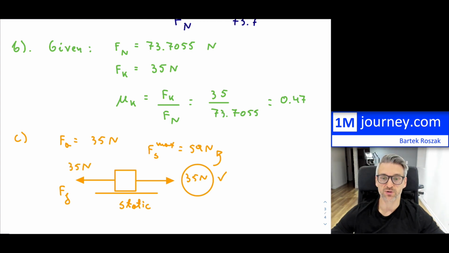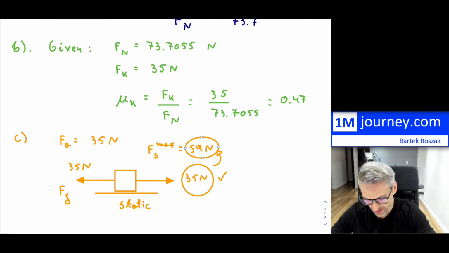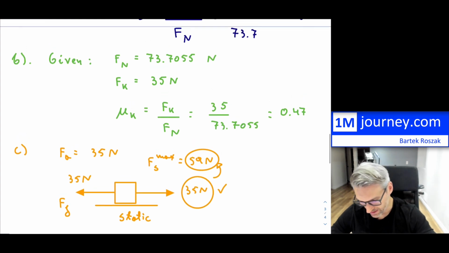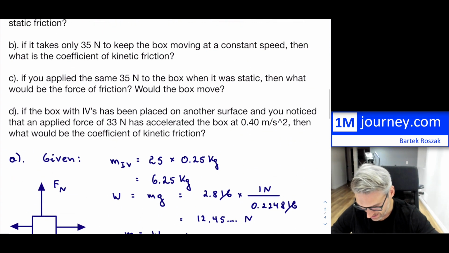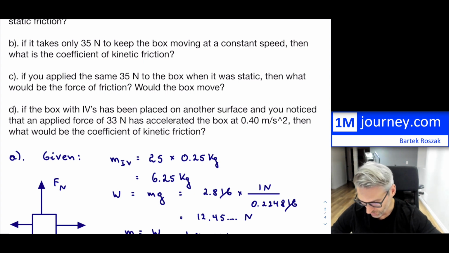In fact, no matter what applied force you have, if it's a stationary box, so it's static, anything below the 59, the force of friction basically just matches what you are applying to prevent it from moving. So the answer is 35 newtons, and it's not going to move. Now I think they asked something else: would the box move? No. As I explained, it wouldn't move.